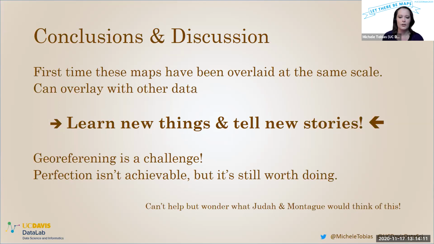The other thing is that georeferencing is a challenge, especially with old maps, and that perfection isn't achievable, but it's still worth doing. Even if things don't line up 100% right, we still learned a lot from this process about where the plan was versus where it got built. And I really can't help but think about what Judah and Montague would think of this, taking their maps and putting them into a computer and laying them over each other. I think they would be fascinated.